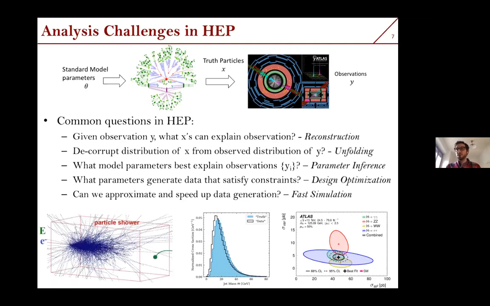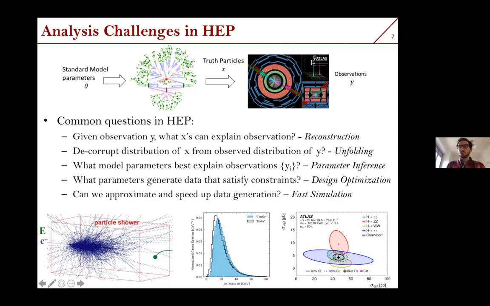So the kinds of common questions that come up have terms in particle physics like reconstruction: given an observation, what were the properties of the particle that produced that? So given an electron's energy that we observe in a detector, what was its true energy that entered the detector? Or if we have a distribution of electrons and we want to know the distribution of electron energy, we want to know the distribution that was input to the detector, that might be unfolding, which we'll talk about a little bit later. We may want to infer the parameters of the standard model. What's the Z mass given a bunch of dielectron events?